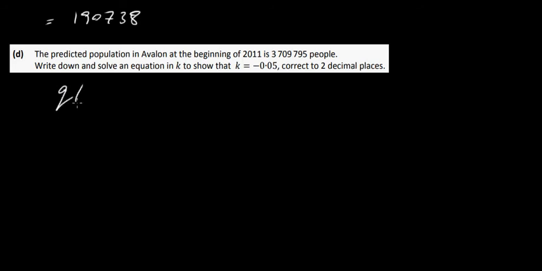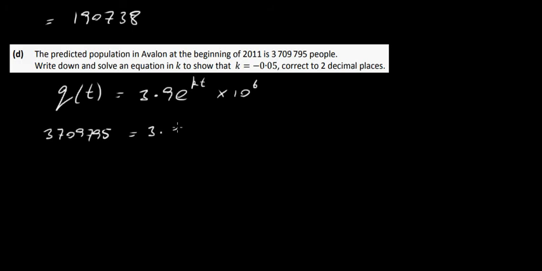It's Q of t is equal to 3.9 e to the power of kt, by 10 to the power of 6. Now in this case, we are told that the population at the beginning of 2011 is 3709795. Remember, that's t equals 1, that's 1 year. So it's going to be 3.9 e to the power of k times 1, by 10 to the power of 6. So all we've got to do is solve this.